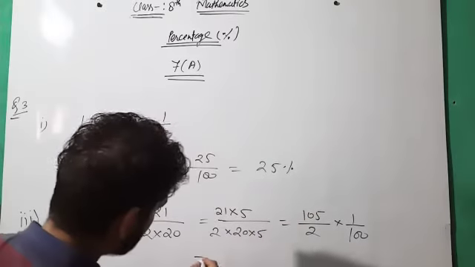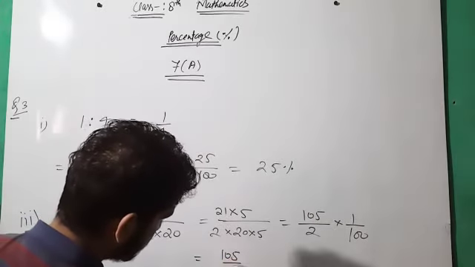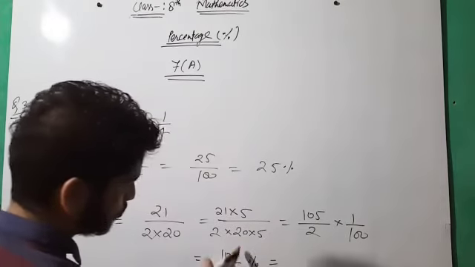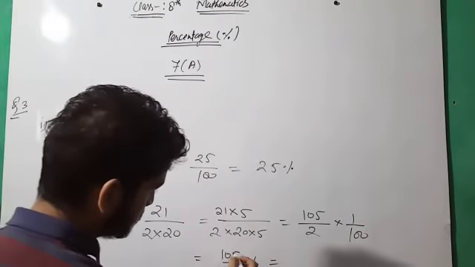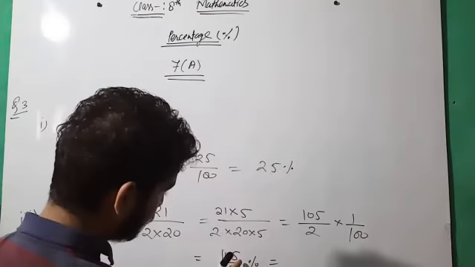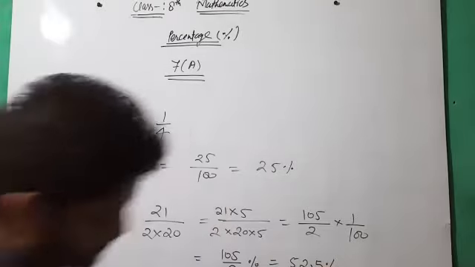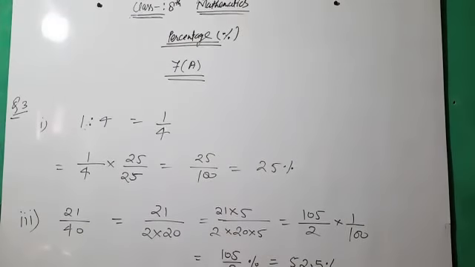Can we say that 20 into 5, that is 100, 1/100, and 21 into 5, 105. So this is the percentage value. We can say that this is 105/2%. And if we are to solve this value, then we can solve it as 52.5%. Okay, now question number 4 is your homework, because 45%.